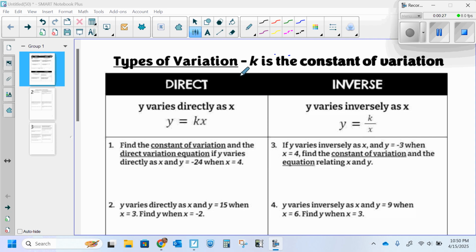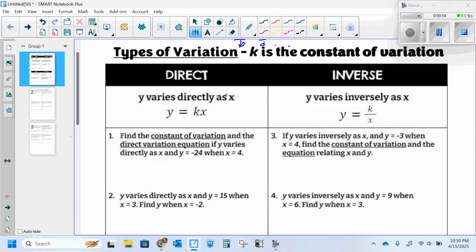So directly proportional is also another term for direct variation. For inverse variation, another term we could use is inversely proportional. A proportion is like two fractions, like A over B equals C over D. They're equivalent and they're proportional. So if you look at direct variation, let's talk about that first.